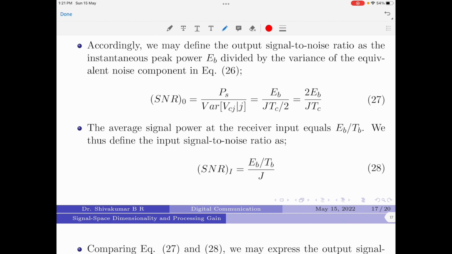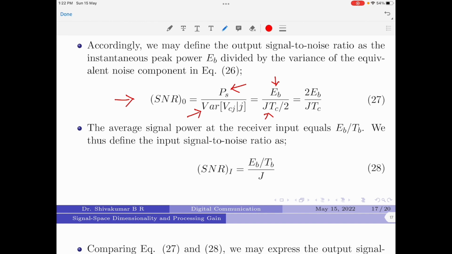I'm going to start with the signal to noise ratio at the output. Generally, the expression for signal to noise ratio is the signal power divided by the noise power. Let the signal power be represented as PS and the noise power is nothing but the variance of the variable Vcj given J. We have previously found the signal power to be equal to Eb. This is taken from equation 20 and the variance of the noise component is equal to JTc divided by 2, which was our previous equation, that is 26.